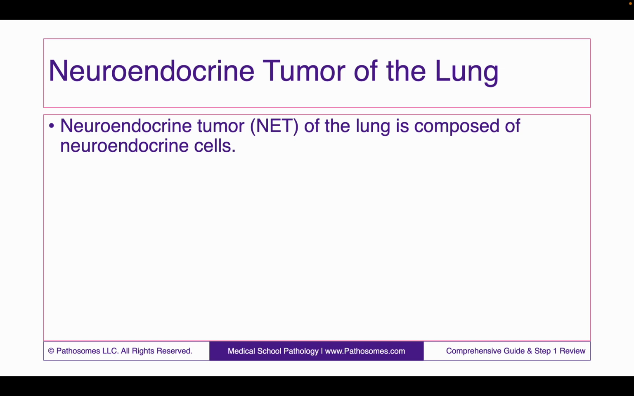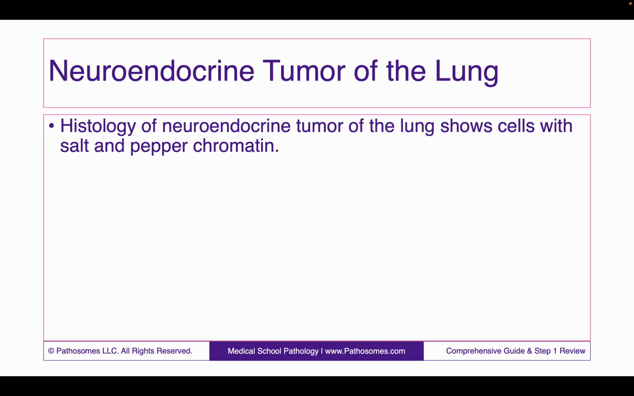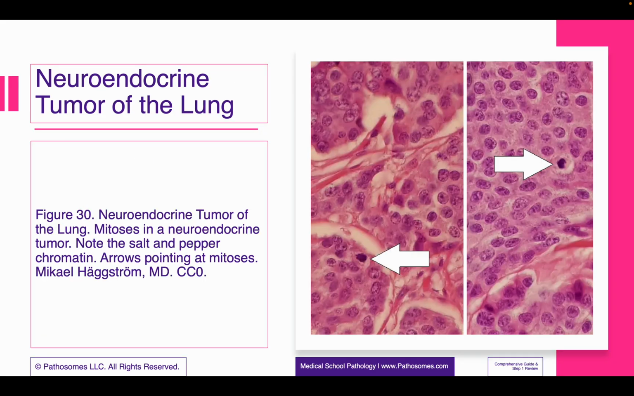Now let's move on to a highly tested lung cancer known as neuroendocrine tumor of the lung. Now this is obviously composed of neuroendocrine cells, right? The histology, which you must know for neuroendocrine tumors of the lung, shows unique cells with salt and pepper chromatin. And here you can see that the arrows are pointing at mitotic figures, but the majority of other cells, note how they look like circles, and in those circles there's this like gritty white and blue sort of material. That's that quote unquote salt and pepper appearance of the chromatin.